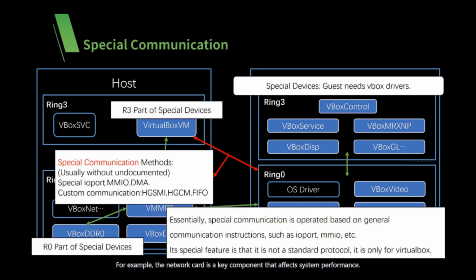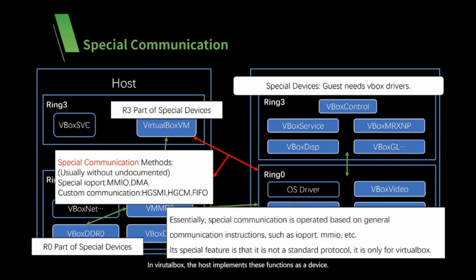For example, the network card is a key component that affects the system performance. Through special communication, developers can make an efficient ring buffer for guest and host communication. In addition, special communication is also used to realize the unique functions of the virtual machine, such as folder sharing and file dragging, and so on.